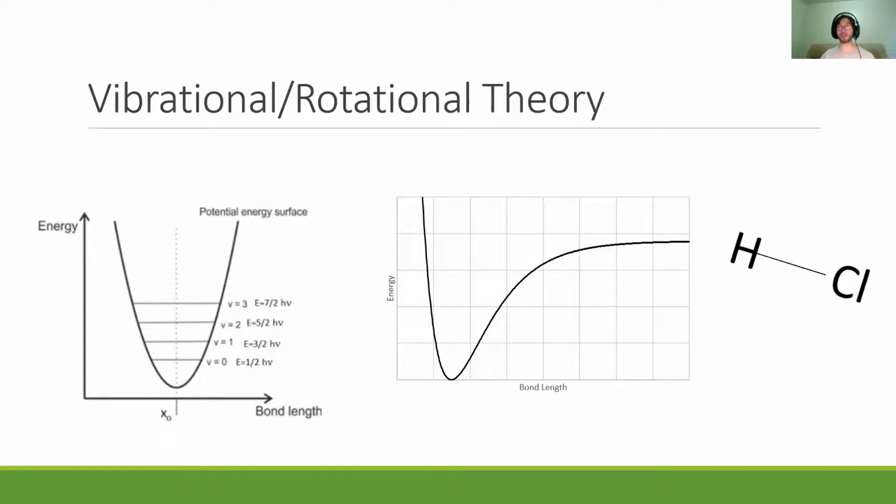Instead of vibrating, it's just rotating. And the different speeds of rotating are described by different rotational energy levels called J equals 0, 1, and so on and so forth. One thing to keep in mind is that it's much easier for it to rotate than it is for it to vibrate. It just requires less energy to do those transitions.